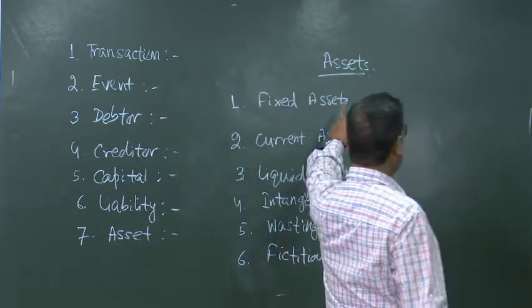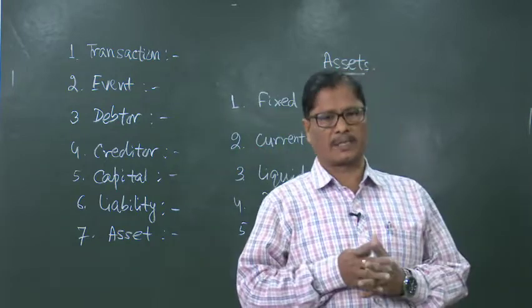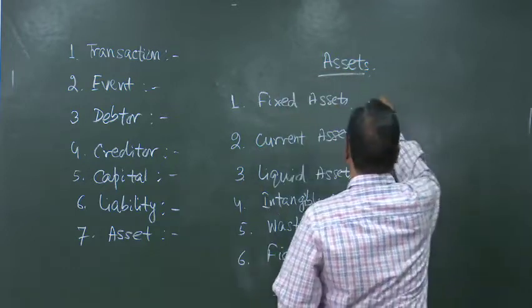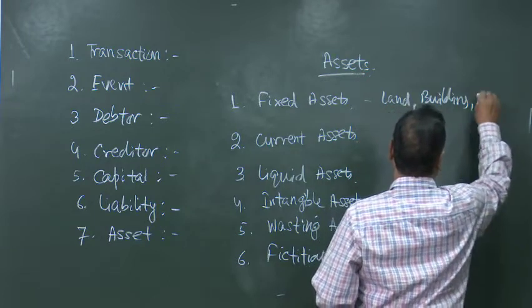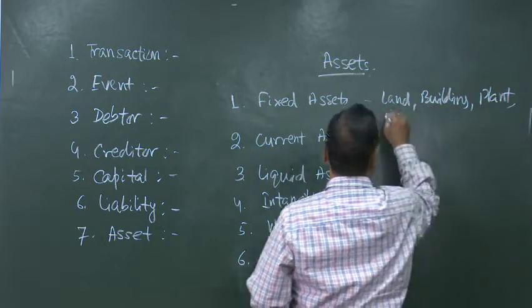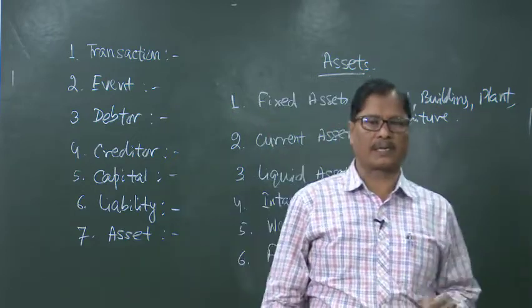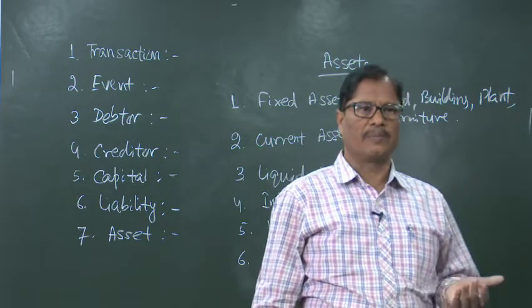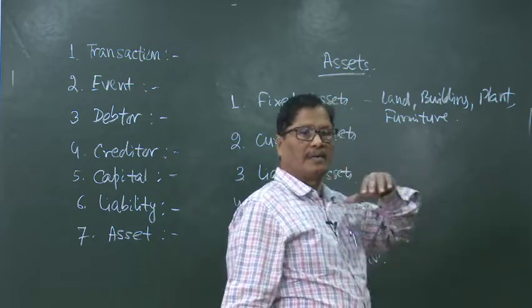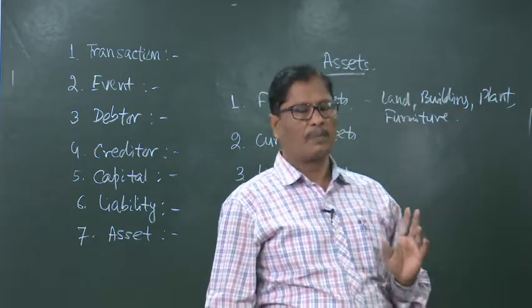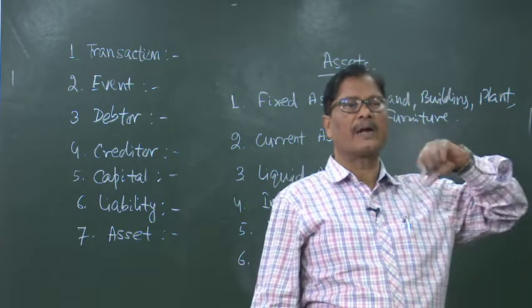First one is fixed assets. Fixed assets are those assets whose value more or less remains fixed. Suppose you are purchasing a land, building, plant, furniture. So, barring some depreciation which is to be deducted from time to time, year after year, that amount remains the same. The land, if you are purchasing, there is rather appreciation, no depreciation, but regarding building, plant, furniture, motor car, etc., there will be depreciation, but the depreciation is not very much.